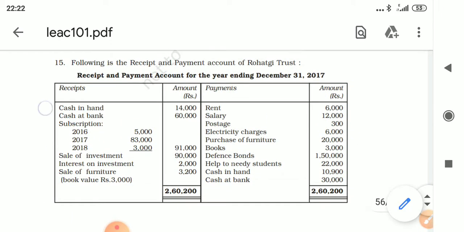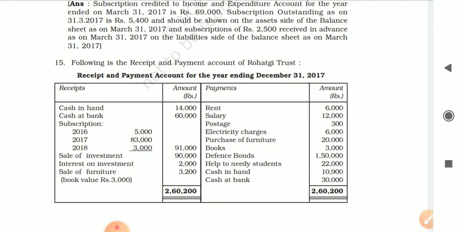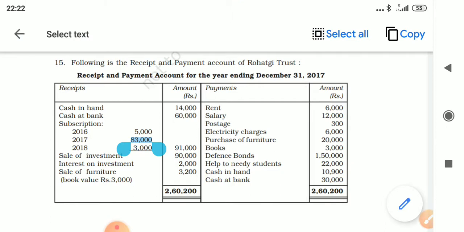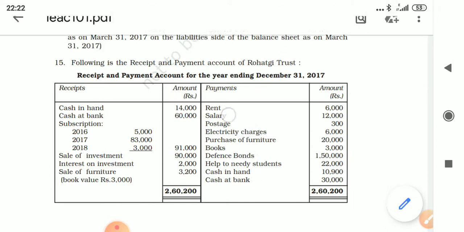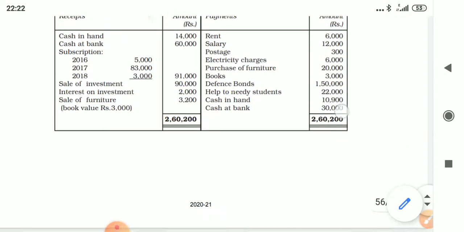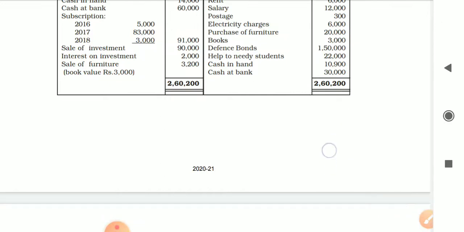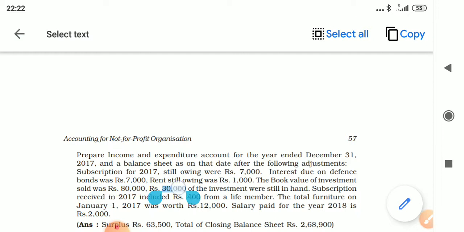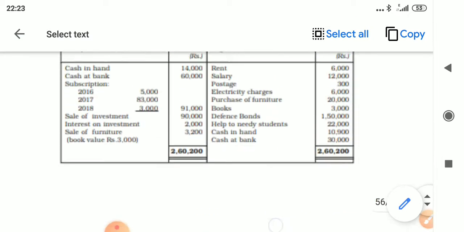So you have cash in hand, cash at bank. Okay. Then you have subscription. Fine. 3 years split up is given, which means you have to take only the current year, 83,000. You have sale of investment, then interest on investment, which means we have investment. So immediately my eyes are searching for investment. It is not here, which means we already have investment. Previous year itself we have investment. Let me check. Yes, we already have investment. We'll come to that point later.